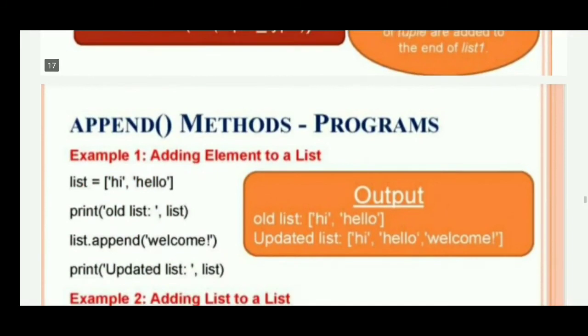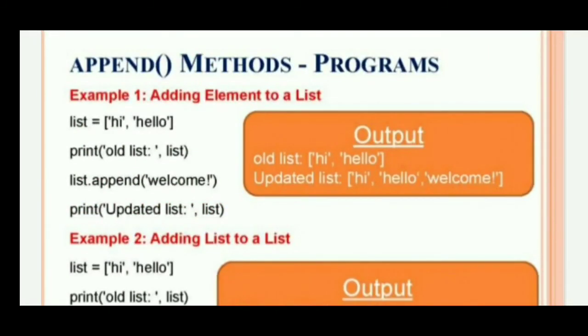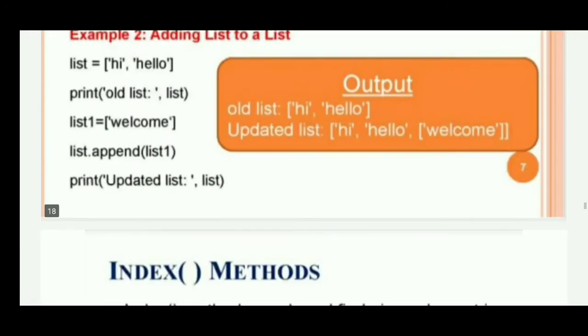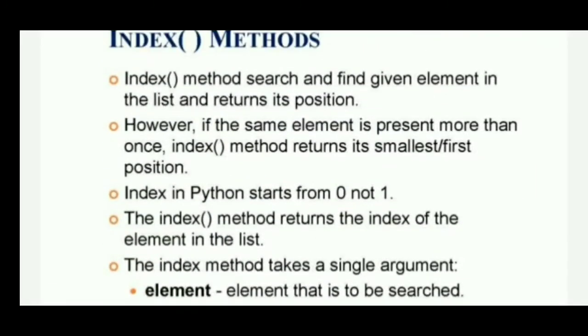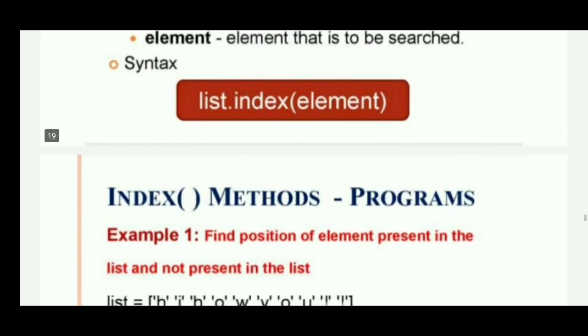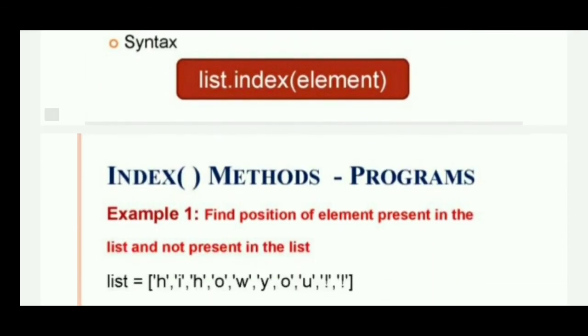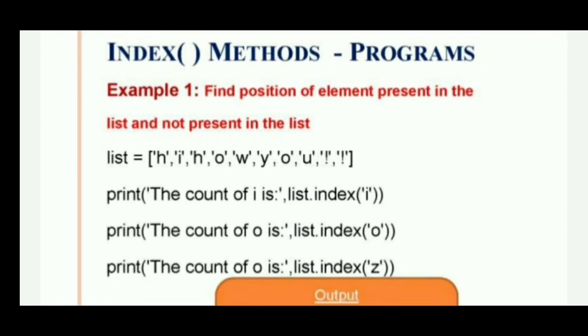Next one, the append method, with programs of the append method. We have seen you can add elements after that. Then the index method. The index method searches and finds a given element in a list and returns its position. So list.index(element) shows the position of the given element in a particular list. Index method programs: find out the position of an element present in a list and not present in a list.